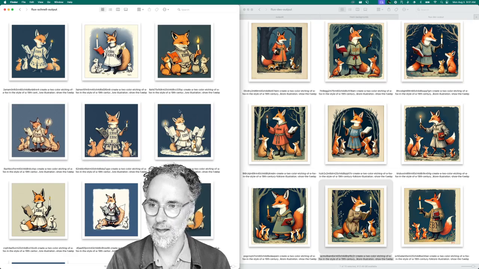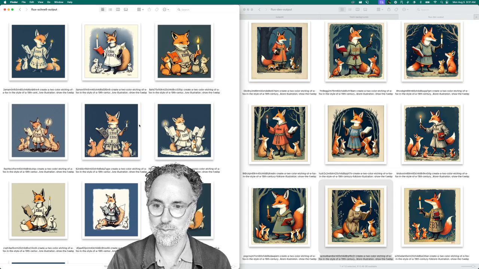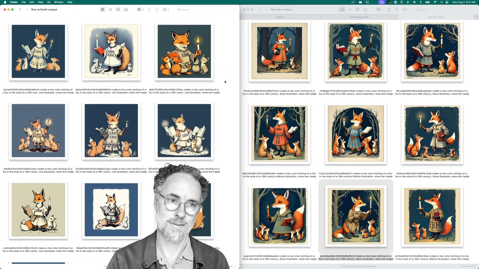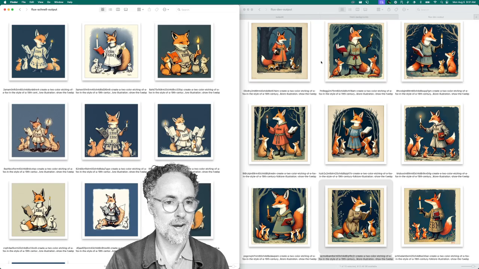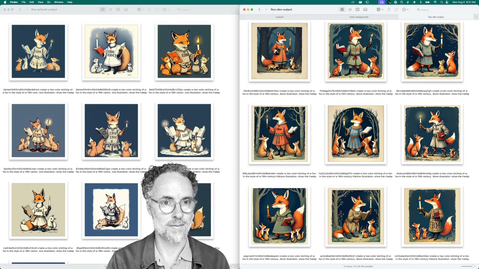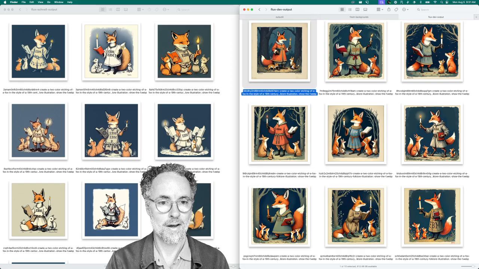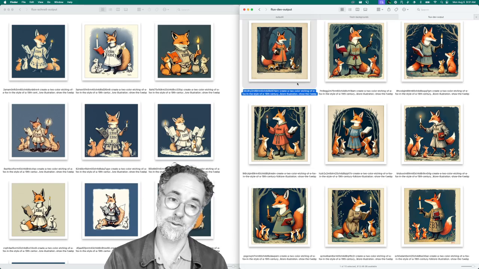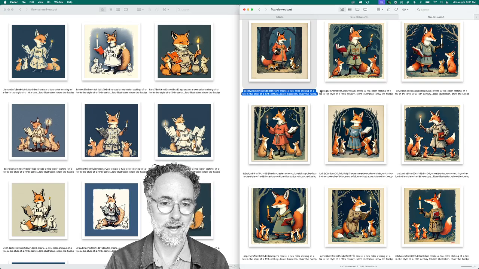So on the left here, we have outputs from the Flux Schnell model, which is the fastest model. And on the right, we have outputs from Flux Dev, which supposedly creates higher quality outputs.